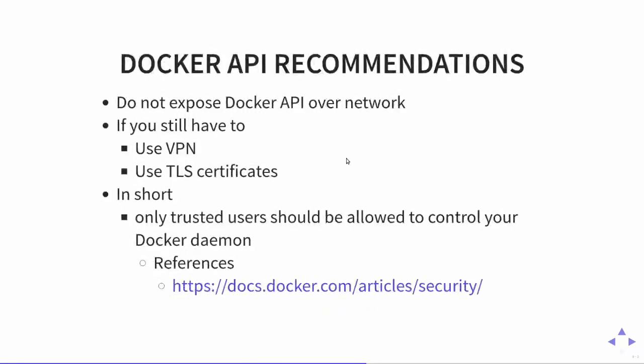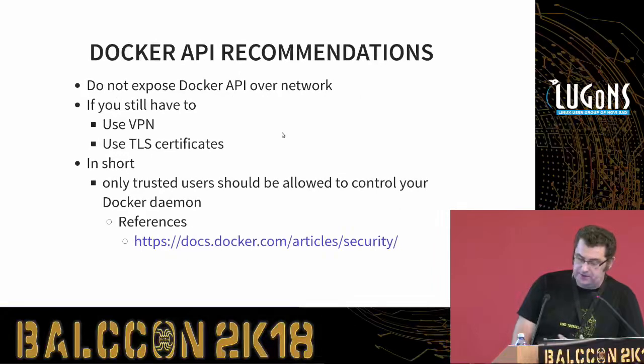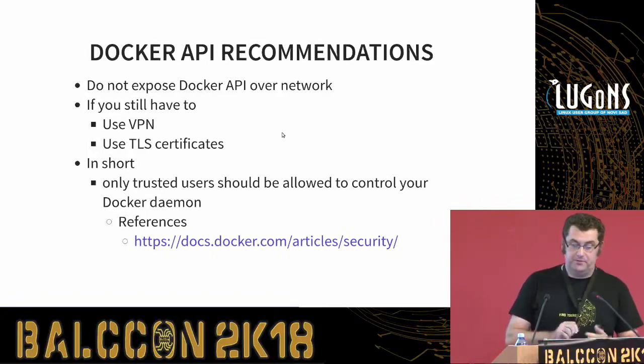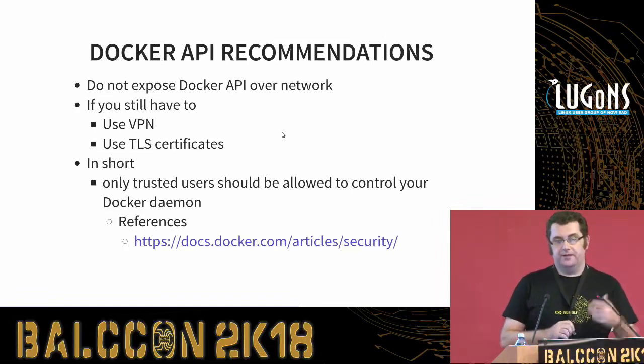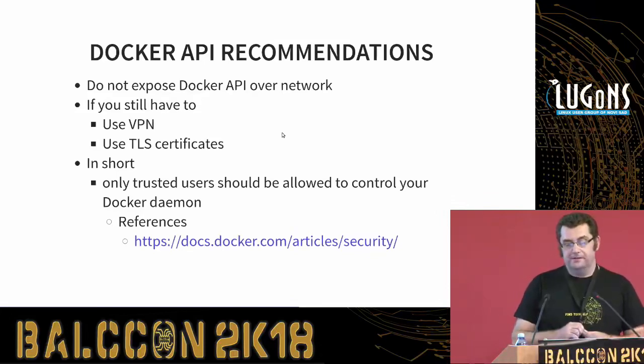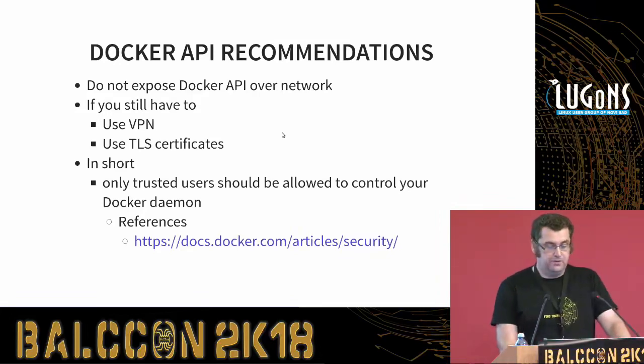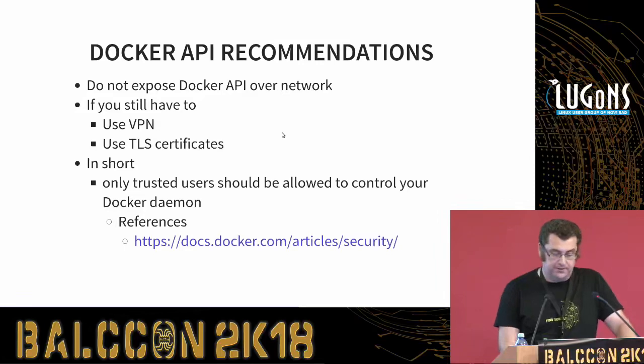In short, what's the recommendation? Do not expose the Docker API over the network, or even not over the network. If somebody has access to the socket, it's definitely problematic. If you have to expose it on the network, you still have to use VPN or TLS certificates or whatever. And if you have an application for provisioning Docker containers, definitely filter untrusted input in your application so that somebody cannot just send whatever he wants to the Docker socket, or Docker API, right?